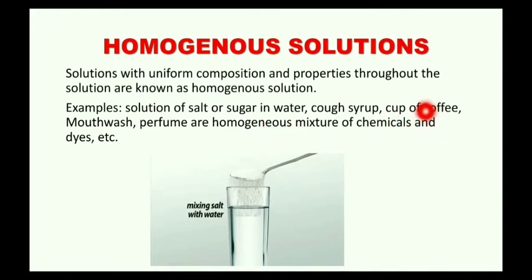Even a cup of coffee is also a homogeneous mixture, right? Because we can see uniform composition of milk and coffee powder throughout the solution. Even sugar: when we are drinking a cup of coffee, we do not feel that the upper part of the solution has much more coffee powder or much more sweetness, right? We do not feel so, because they are uniformly distributed. There is uniform composition throughout, and the properties of the solution are also uniform. That is why all these solutions are examples of homogeneous solutions.